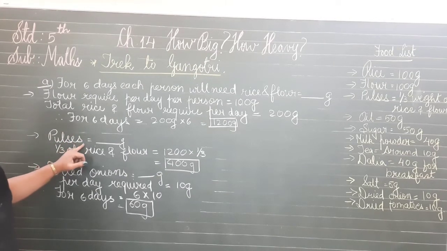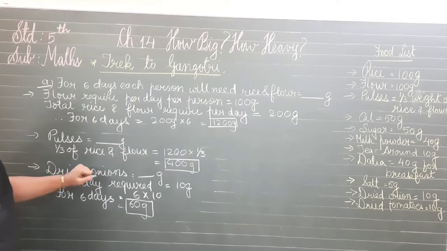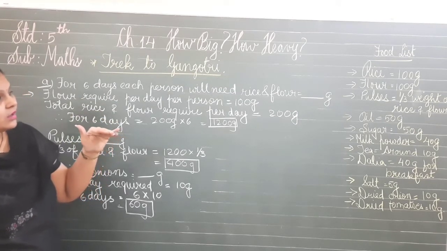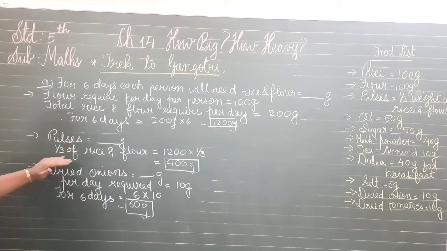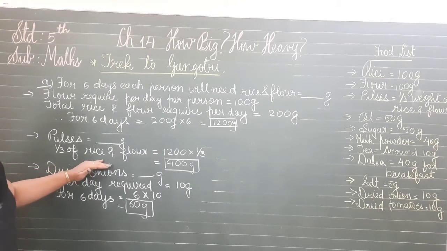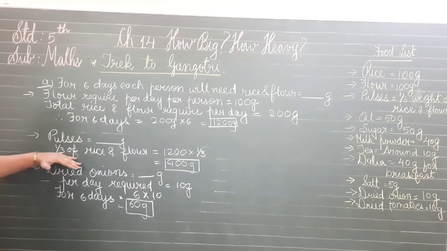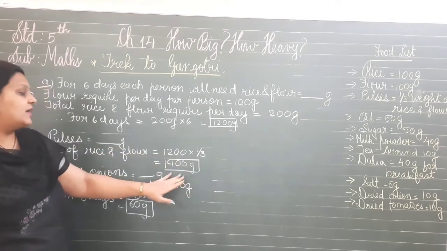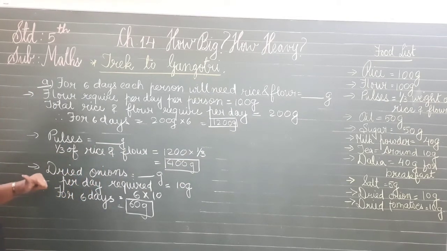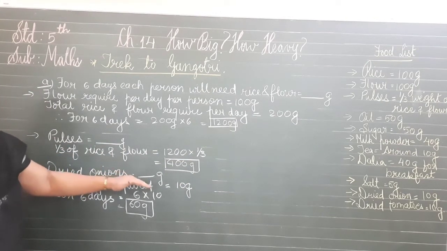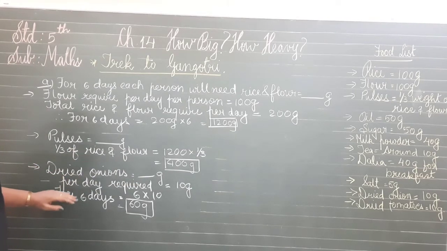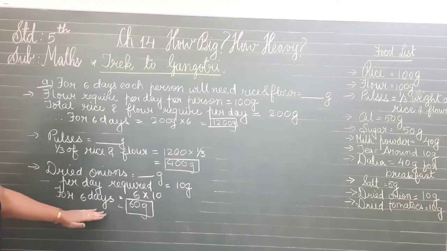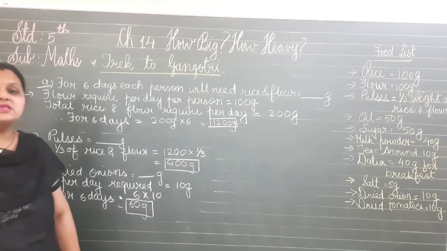Second question, pulses equal dash gram. Now here in the list it is said that pulses is 1/3 the weight of rice and flour. So the weight of rice and flour is 1200. We have to take 1/3 of it. So 1/3 of rice and flour equals 1200 into 1/3, that is 400 gram. Then dried onions is equal to dash gram. Here the per day requirement per person is 10 gram. So for 6 days, 6 into 10, that is 60 grams.